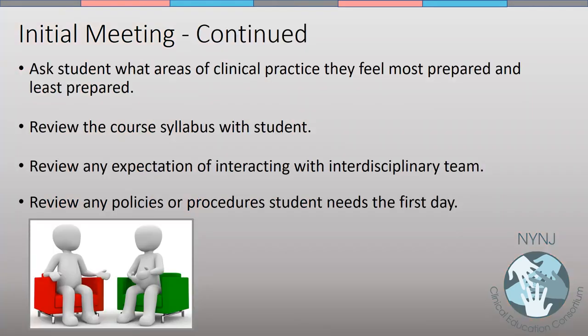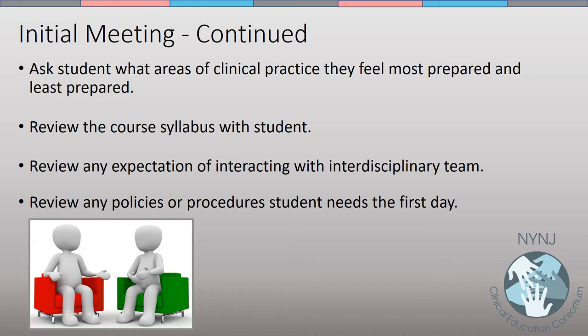In your initial meeting, it is important to ask your student what areas of clinical practice they feel most prepared and least prepared. Again, discuss how you might be able to improve upon the areas of need at your facility. Review the core syllabus with the student. Identify the performance expectations of the CPI for the student's level and discuss. If you have a weekly outline of student goals to be met each week, this would be a good time to discuss this with the student.